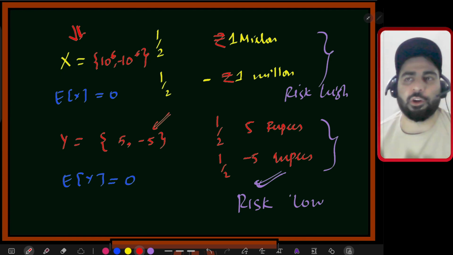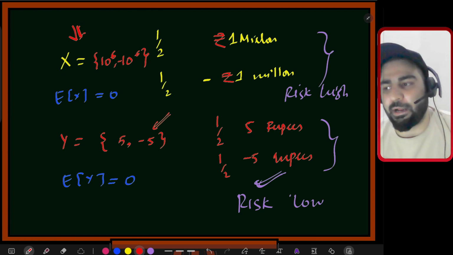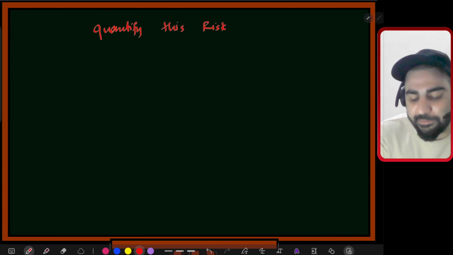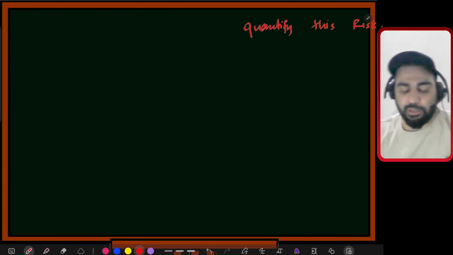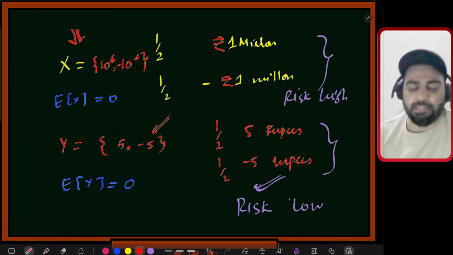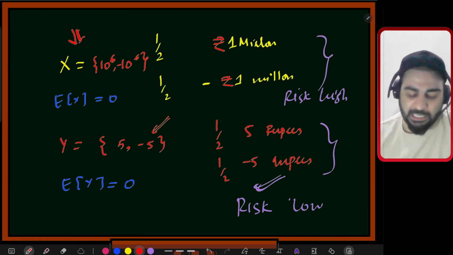Okay. Now for this, I need a number to get the hang of this. I want to quantify this risk. I'm just giving an example. It can be a gambling game or the stock market. So how to quantify this? You can see that in both of these, the expected return, the expectation, is zero.